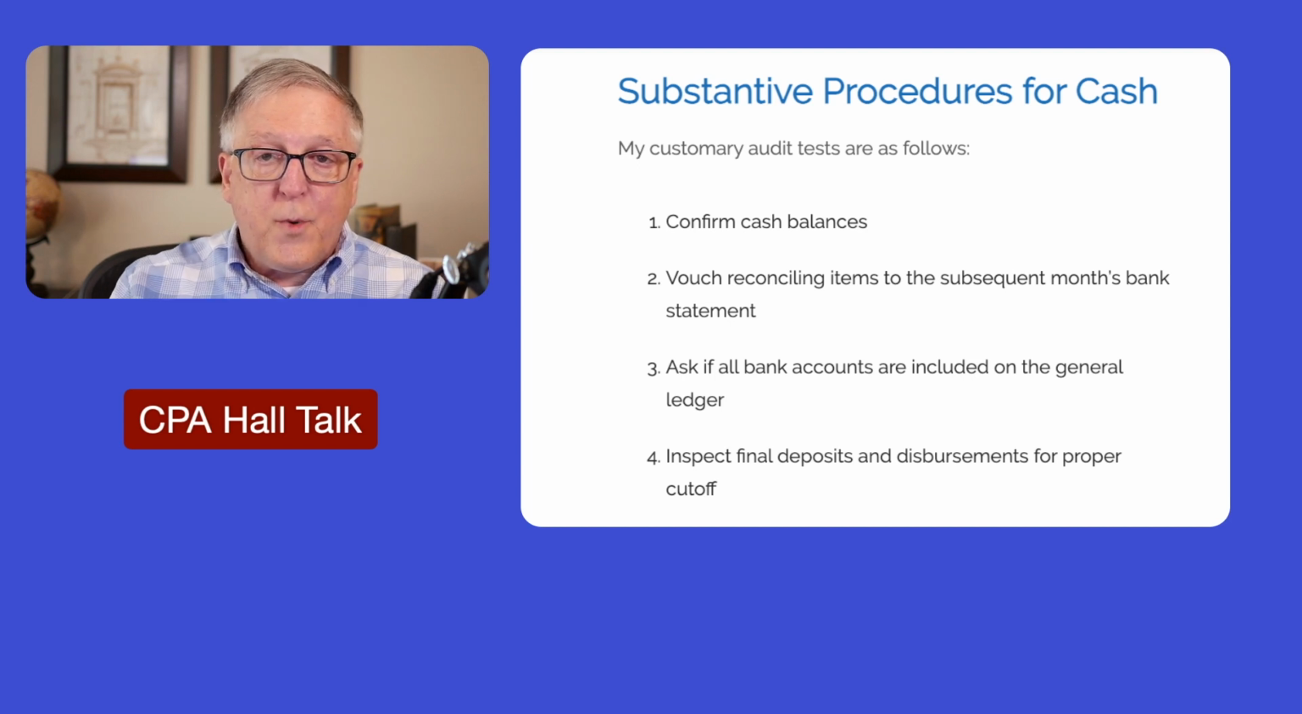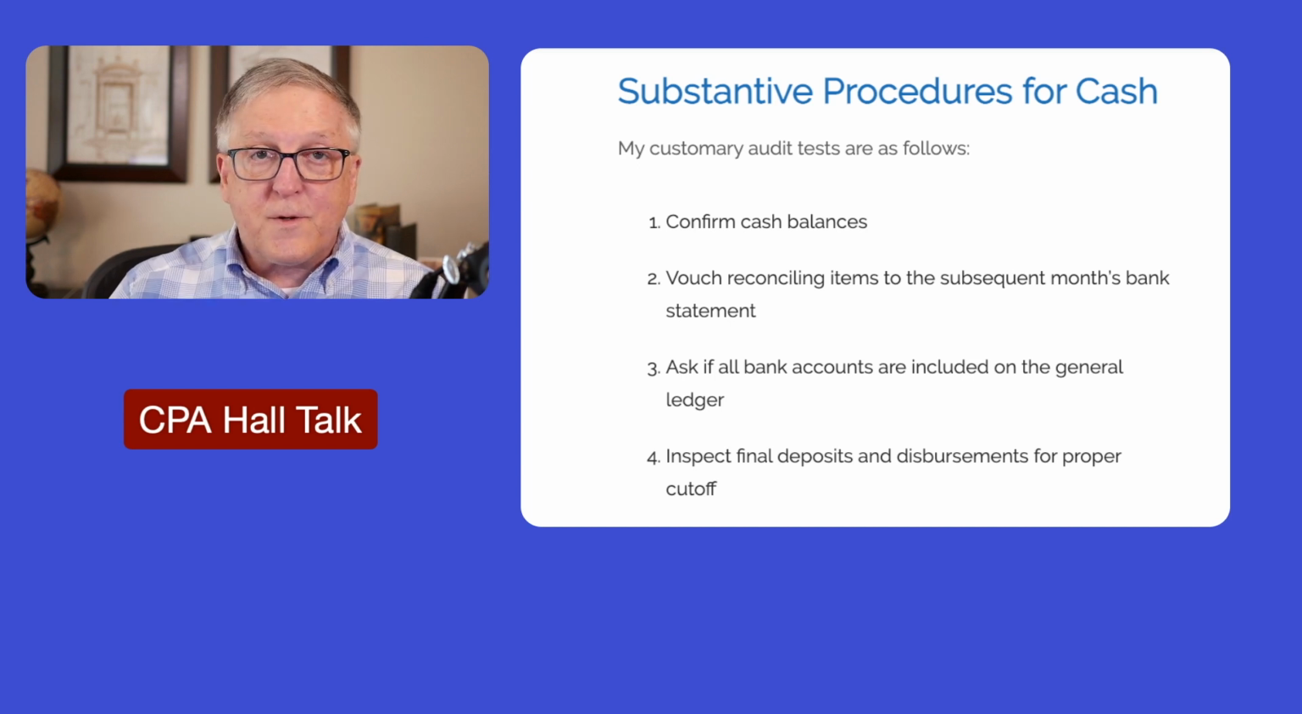The third point here is to ask if all bank accounts are included on the general ledger. We said earlier that sometimes a client might potentially have an existing bank account that's not on the general ledger. So at a minimum, we want to ask if all bank accounts are included on the general ledger. And then the fourth point here is to inspect the final deposits and disbursements for proper cutoff.